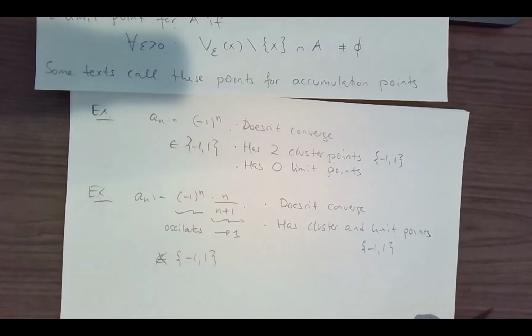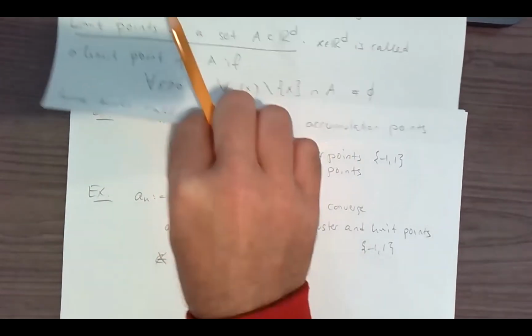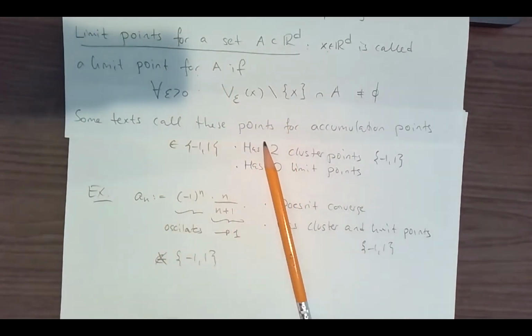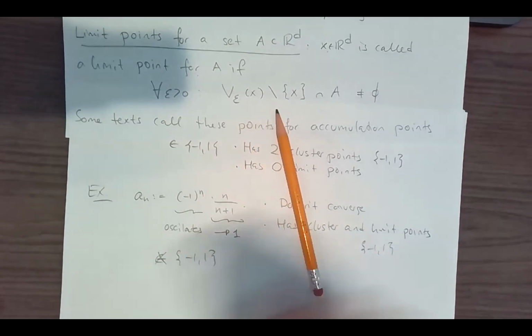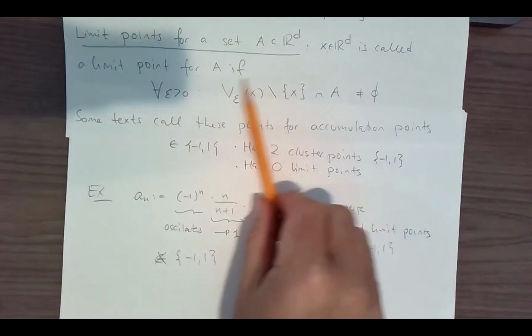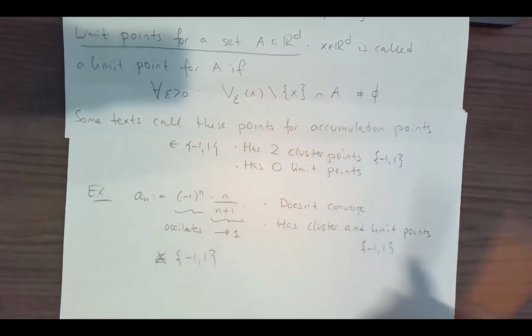So limit points are defined according to this formula. You take any given neighborhood, any given open ball, you remove the center, and you demand that the resulting set intersects A.